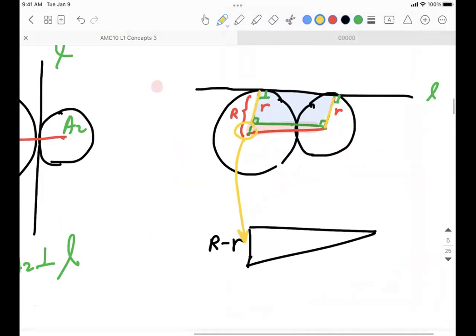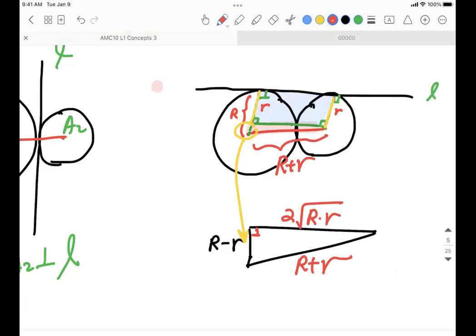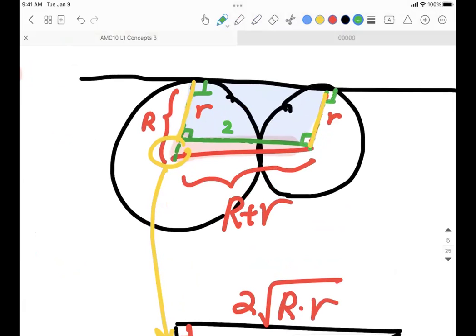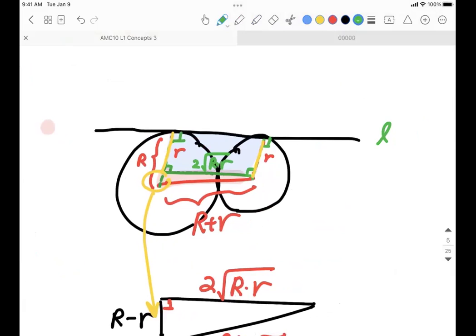Makes sense, right? And then what about this guy? This guy is the connection between two circle centers. This is going to be big R plus small r. Is that right? This is 90 degrees. And using your Pythagorean theorem, this is going to be 2 under root big R small r. So that being said, your green part is 2 root big R small r. Because you know your blue region is what? It's actually a rectangle. So therefore, this part is also 2 root big R small r.